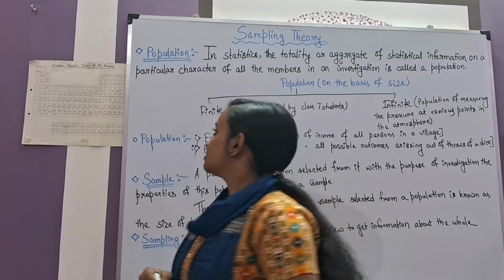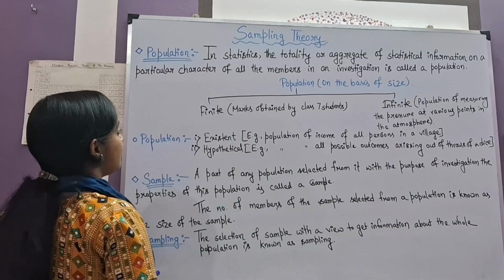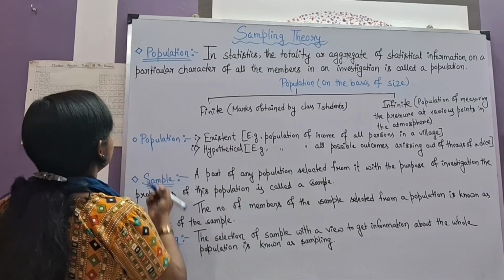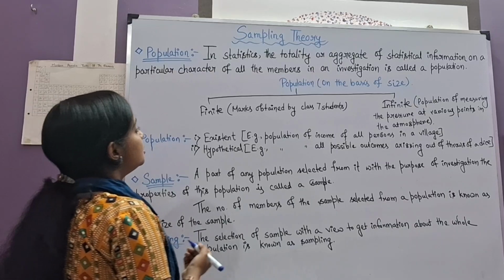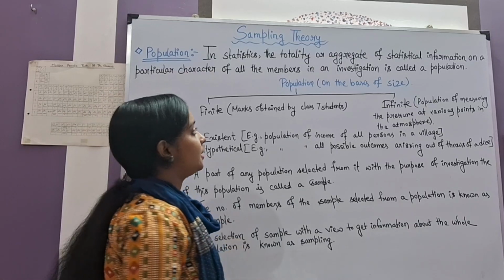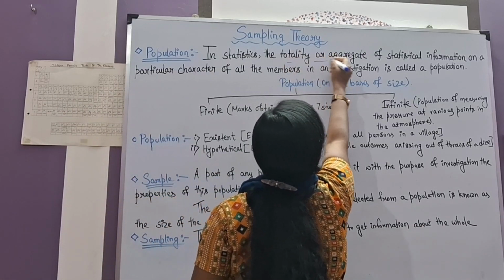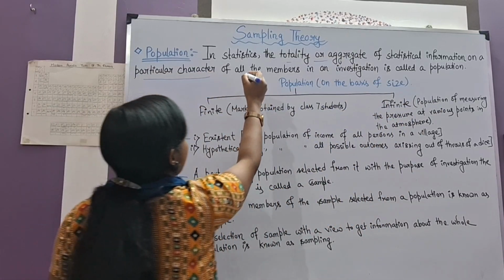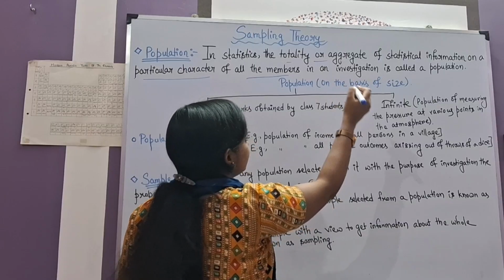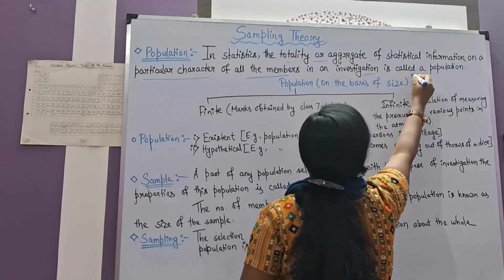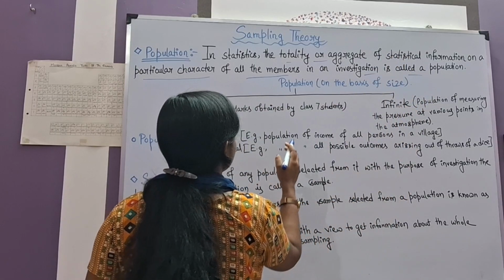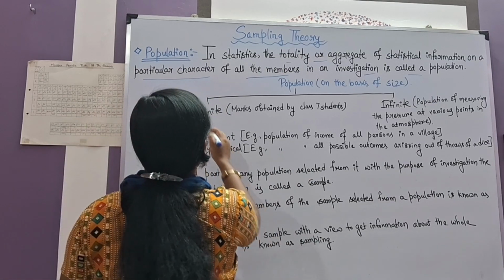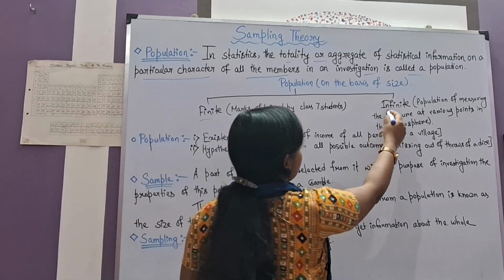Today's class, we are going to learn about sampling theory. For understanding sampling theory, at first we have to understand about population. In statistics, the total or aggregate of statistical information on a particular character of all the members in an investigation is called a population. Now on the basis of size, population is divided into two parts, that is finite and infinite.